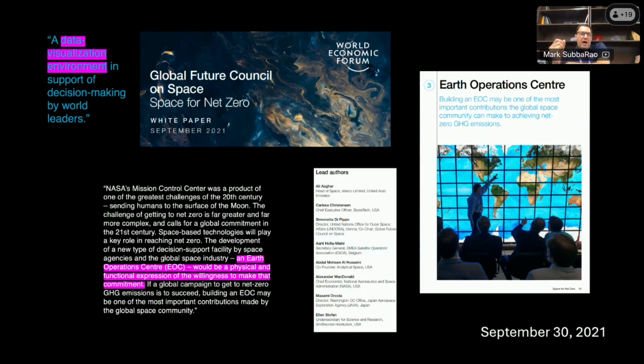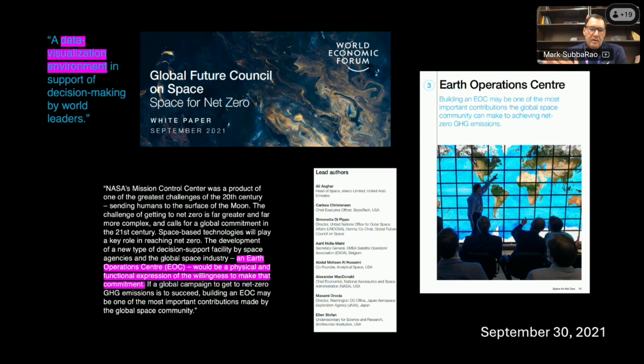And the idea for building a physical center came from this report. So this was a World Economic Forum white paper entitled Space for Net Zero. And as part of that, they had three recommendations for how the space industry, or how space in general, could help us as a planet achieve net zero emissions. And interestingly, one of those three was something they call an Earth Operations Center.